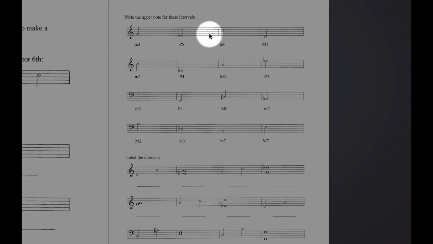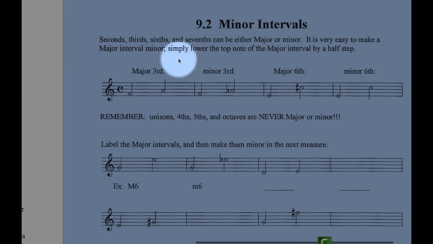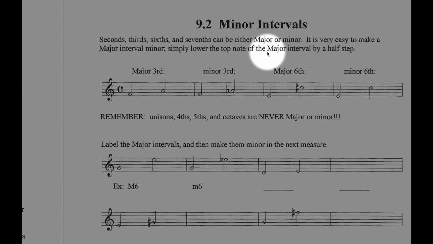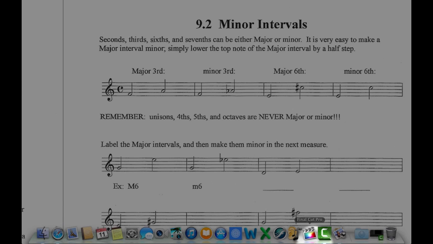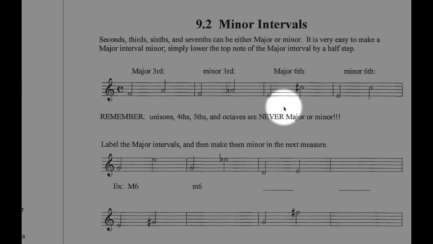Seconds, thirds, sixths, and sevenths can be major or minor. It is very easy to make a major interval minor. Simply lower the top note of the major interval by a half step. So we have a major third in the key of F major. There's only one flat, and that's B flat. A exists in the normal scale of F major, F, G, A, B flat, C, D, E, F. So F to A is a major third. However, A flat does not exist naturally in F major. So what they've done is they've lowered the note by a half step, making it minor.